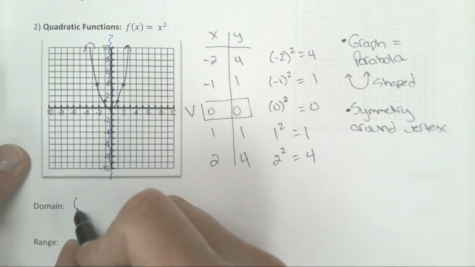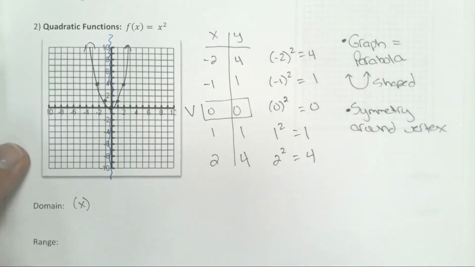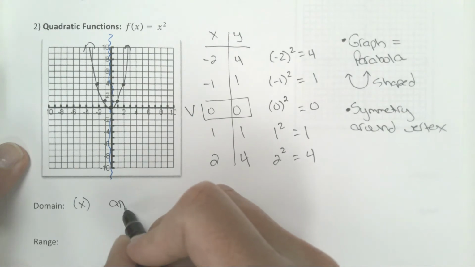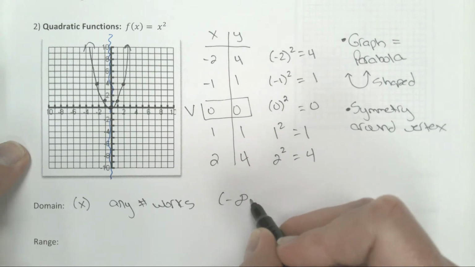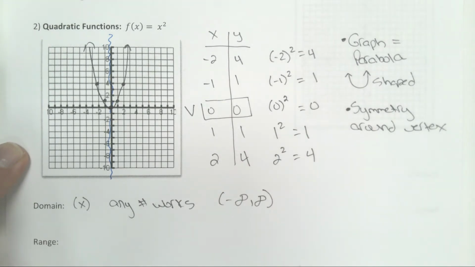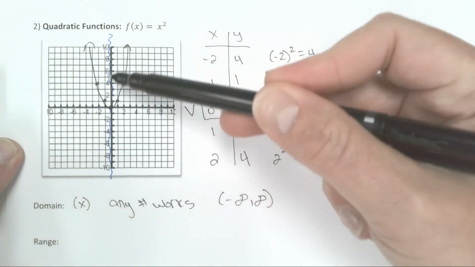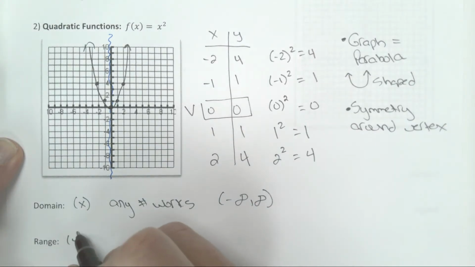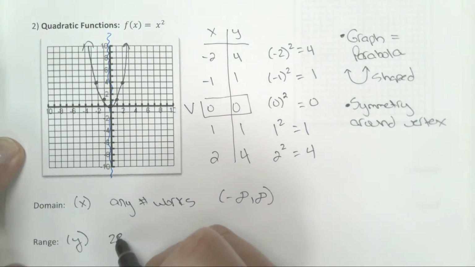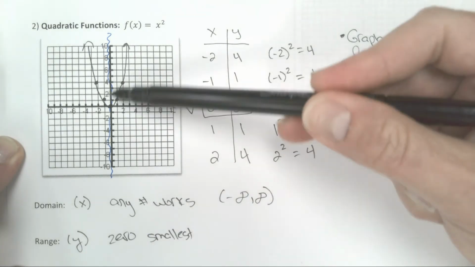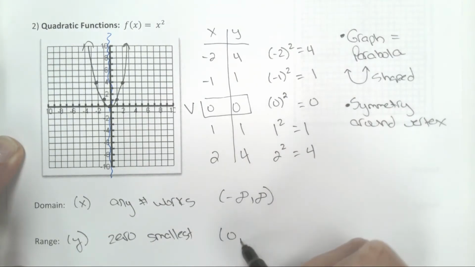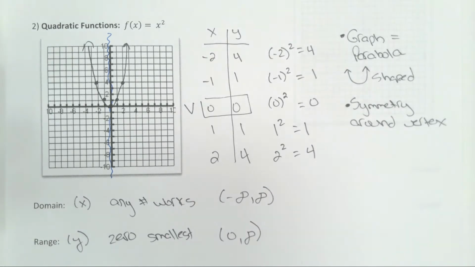The domain are your x values, and once again, any value works. So when any number works, we say that your domain is -infinity to +infinity. Your range measures your distance up and down, so your range is your y values. And I see that 0 is my smallest. And so this one also goes from 0 to infinity. All right, let's go to the back side.